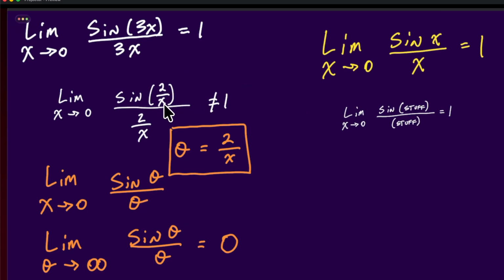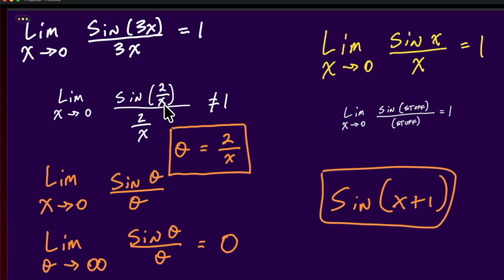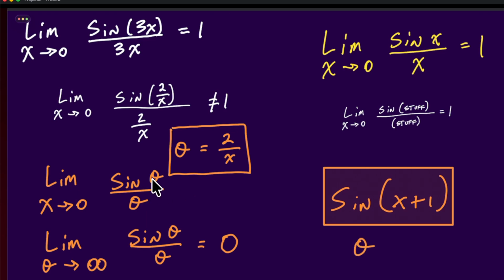If x goes into the denominator, or if you have something like this, the sine of x plus 1, then you have to go through this little exercise where you convert to theta. So here we would let theta equal x plus 1, and then determine what happens to theta as x goes to 0, and determine if you can trust the classic limits.